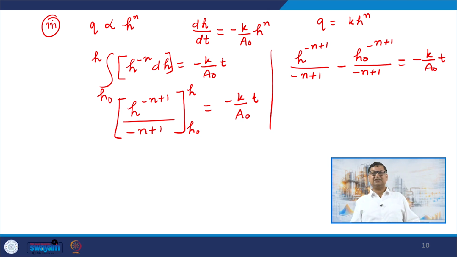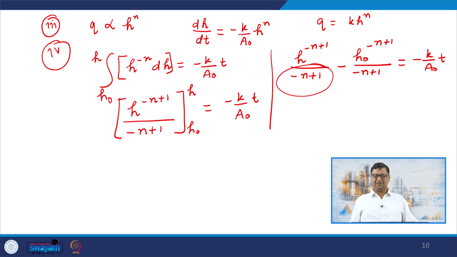That expression is the same for n greater than 1 or n less than 1. So, the same applies for case 3 and case 4. Well, let us see what will happen if I put n equal to 1. And you see there is a problem: if I put n equal to 1, the denominator becomes 0. So, I have infinity.